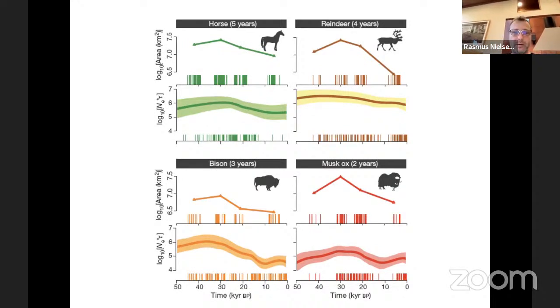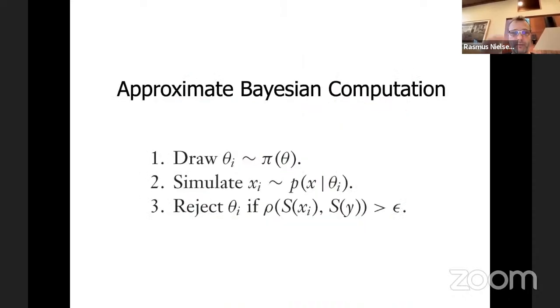They're also not so flexible. It's very hard to implement new models here. But there are many other approaches people have been using to approximate this kind of thing. One of them is what's called approximate Bayesian computation. It's one of the more popular methods.